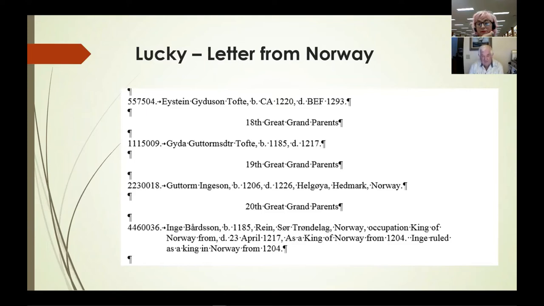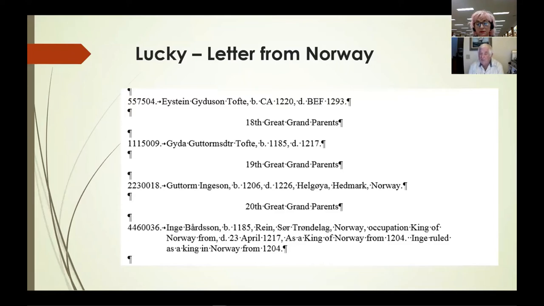And he pointed out these people. From the top, he has my 18th great grandfather, parents, 19th, 20th, and then on the bottom, Inga Bjardsen, who was born in 1185. And look at his occupation from Norway. His occupation was King of Norway from a couple dates and so forth.